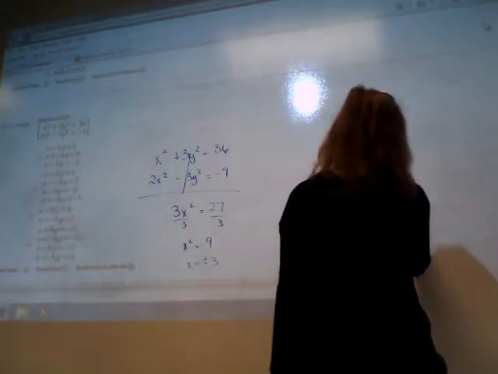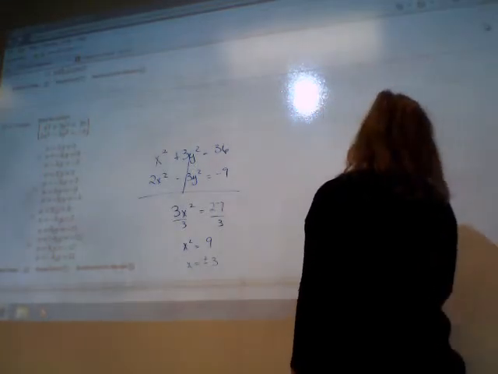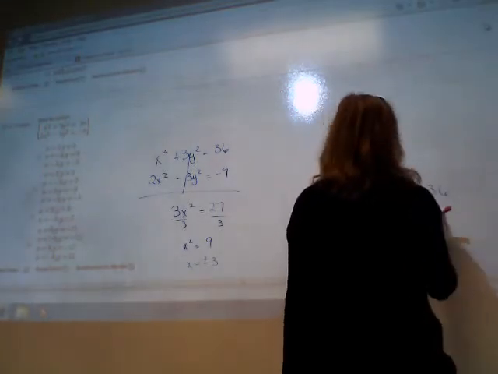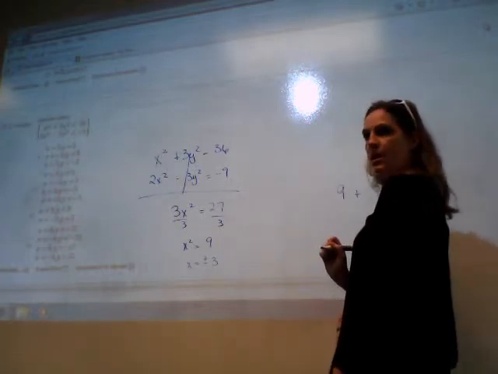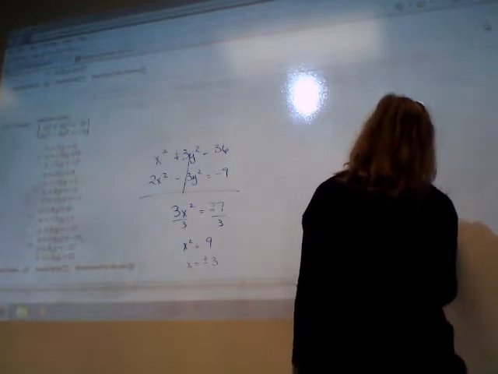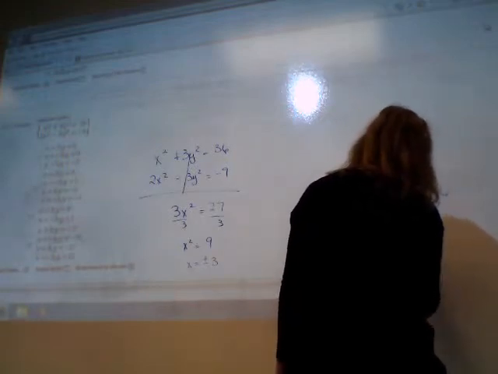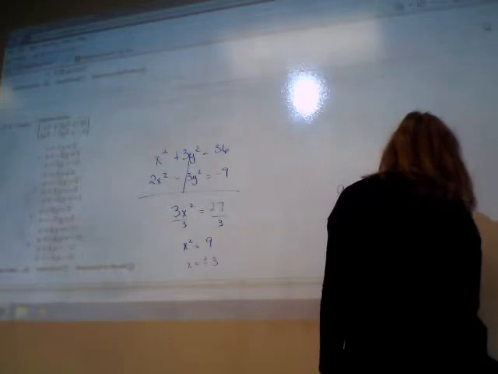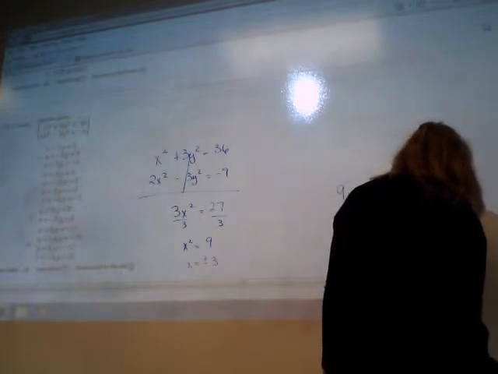9 plus 3y squared is equal to 36. Okay? When we subtract the 9, it's looking a little familiar, isn't it? 3y squared is equal to 27. y squared is equal to 9, and y is equal to plus or minus 3 again.